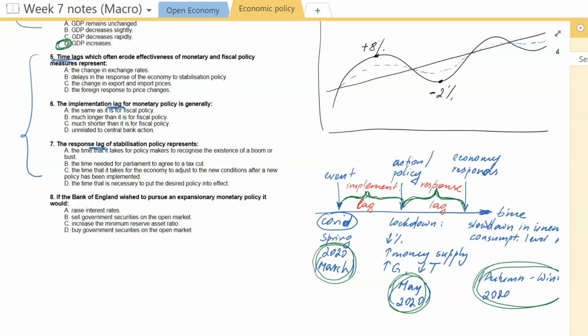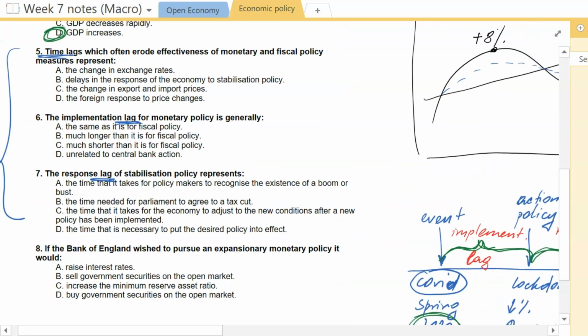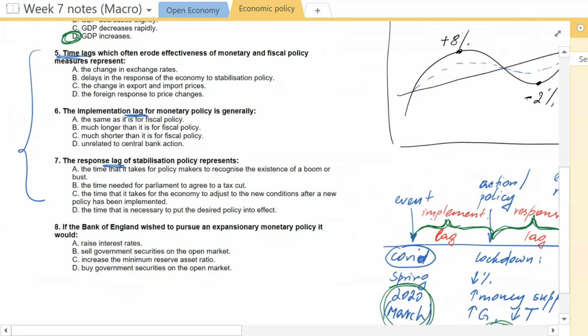So that is why, have a look, the implementation lag, the gap between event and policy actions, is much shorter for monetary policy. Monetary is not more effective, it's quicker. It's not necessarily more effective. Whether it's more effective or not depends on the particular situation. It's shorter than fiscal. This is what we need. So the correct answer will be C, shorter than fiscal.